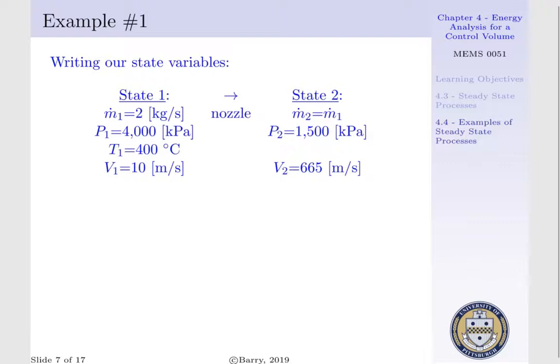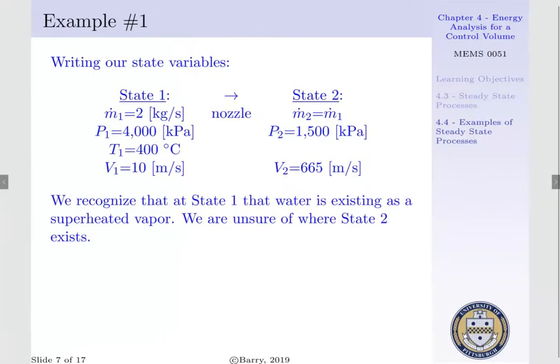We are going to convert this kinetic energy into a velocity such that our pressure at state 2 decreases to 1,500 kPa and our velocity at state 2 increases to 665 meters per second. By our continuity equation, our mass flow rate at state 2 has to be equal to that at state 1. We recognize that state 1 is a superheated vapor based upon our temperature and pressure. We are unsure of where state 2 exists.